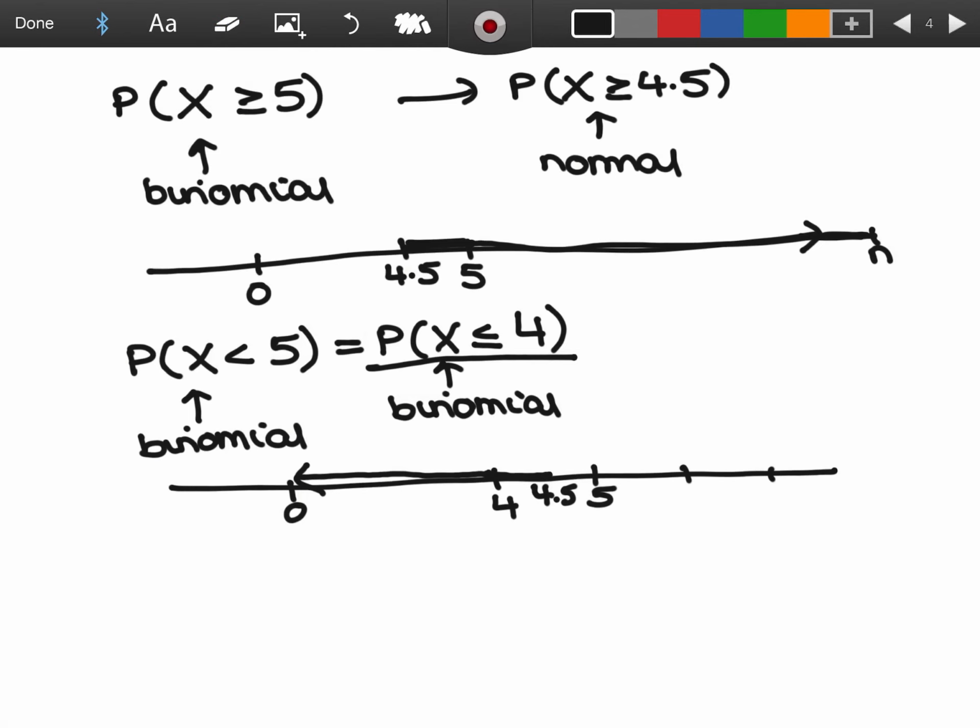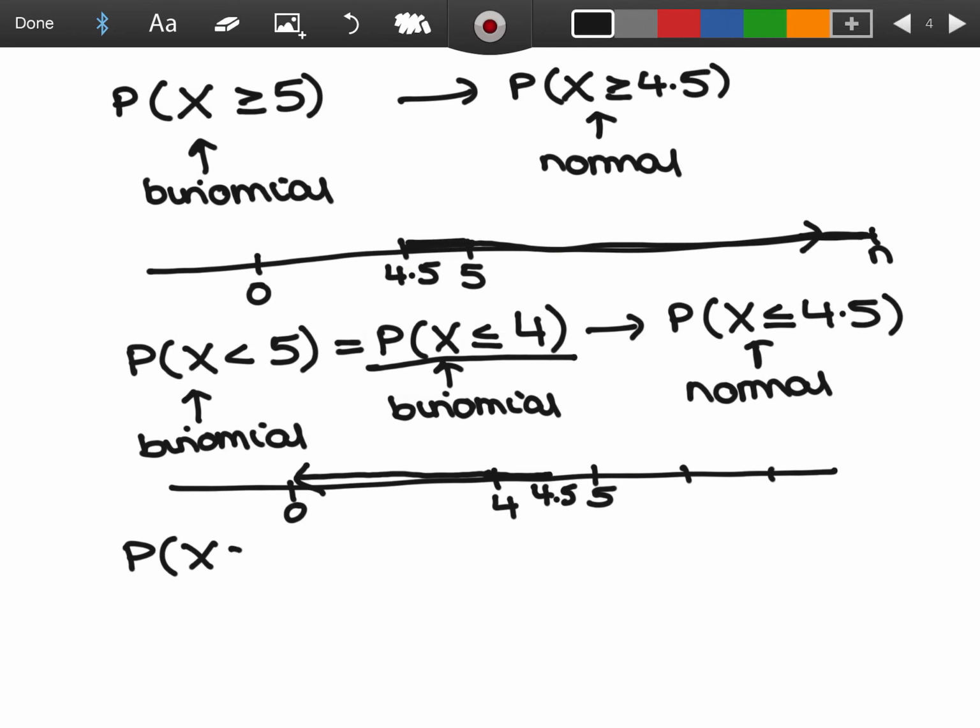Anything up to 4.5 will round down to 4. I have made this set larger, I've made that line longer. So in normal distribution, this would be the probability that x is less than or equal to 4.5. And this is in normal distribution. We have now done our continuity correction.